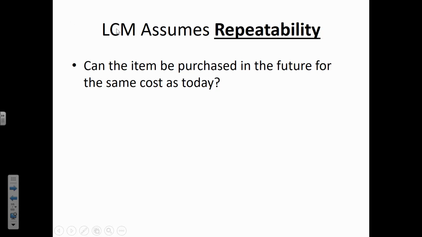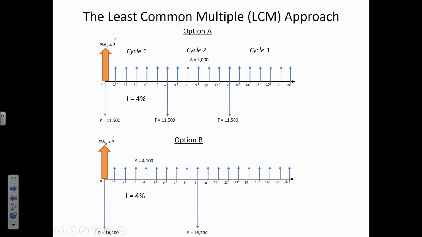So the least common multiple method assumes that you're going to be able to buy this item a second and a third time, and that it's going to be the same cost. Now that may not be accurate, and so if that's not the case, then you need to make an adjustment. Maybe you manually adjust to say, well, I assume the item's going to be a little more expensive the second time, and even a little more expensive the third time.